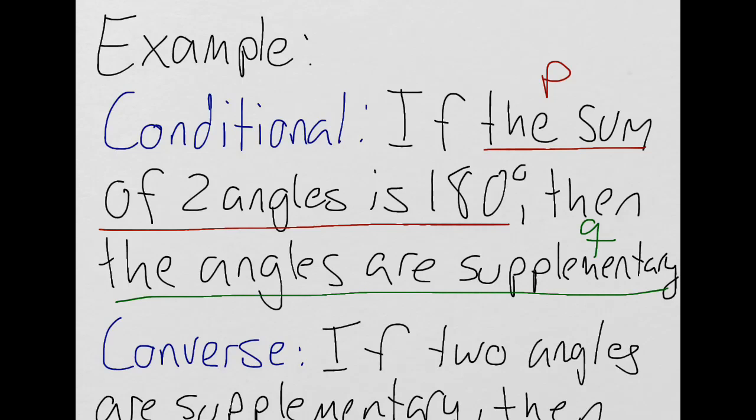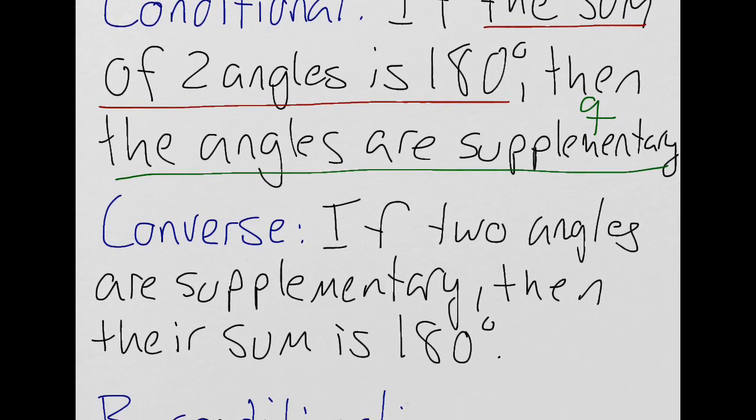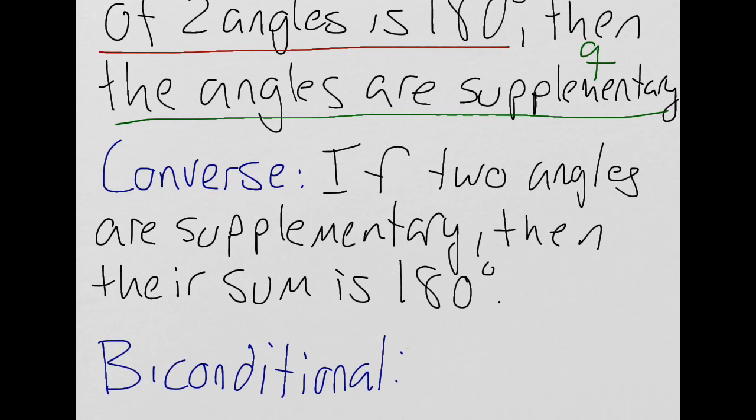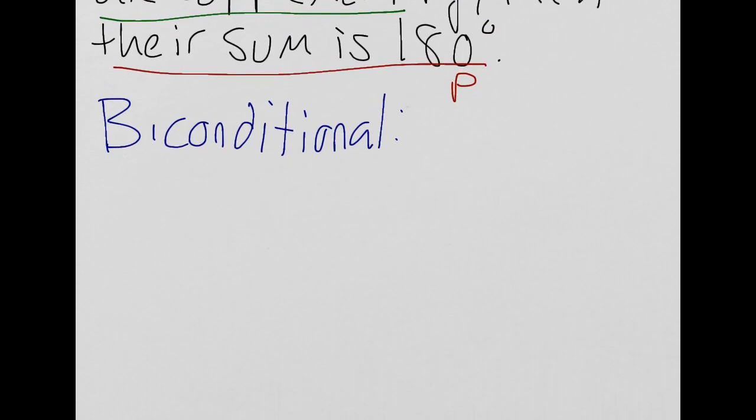Then we look at the converse of this, which is just where we switch our P and our Q. So the converse of this statement is, if two angles are supplementary, then their sum is 180 degrees. Two angles are supplementary, this was our Q. And their sum is 180 degrees, that was our P. To write our biconditional, we take our P statement and our Q statement and put an if and only if in the middle. Pretty simple.